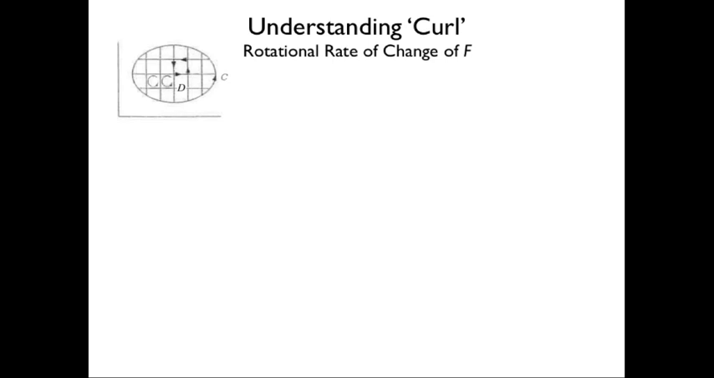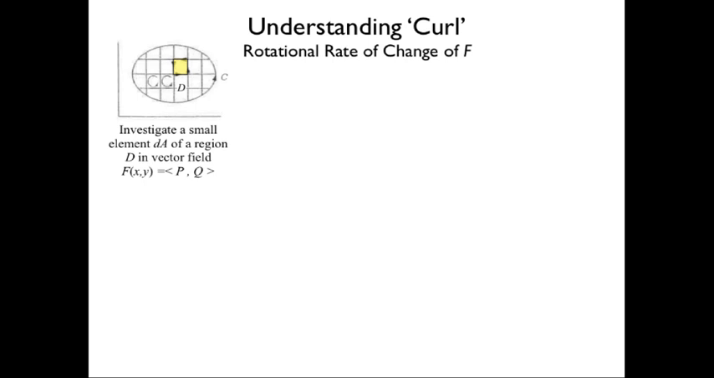I'm showing you a region D with a loop C as its boundary. To understand curl, we're going to look at one little element, like what we did with Green's theorem, one little element inside the region D. Okay, we're going to focus in on a little dA.